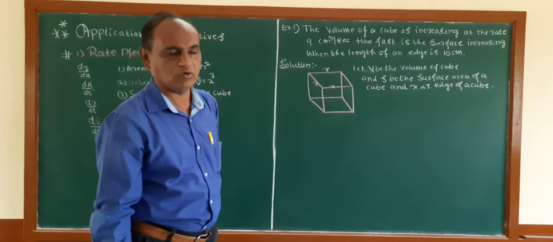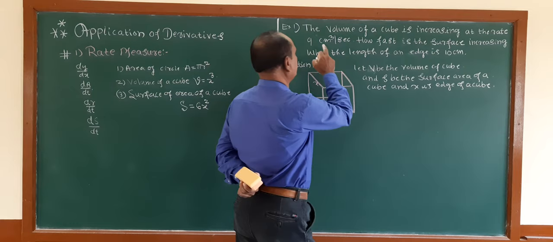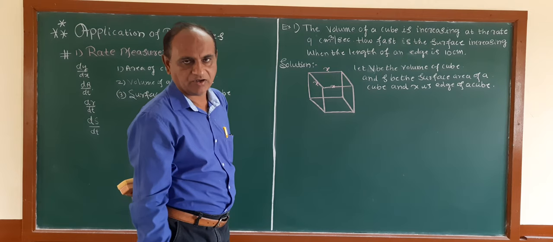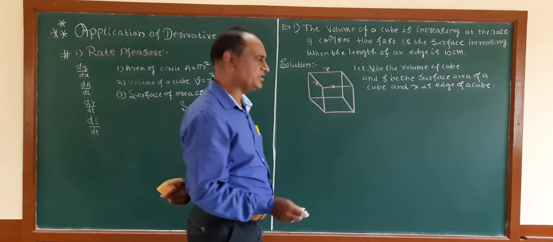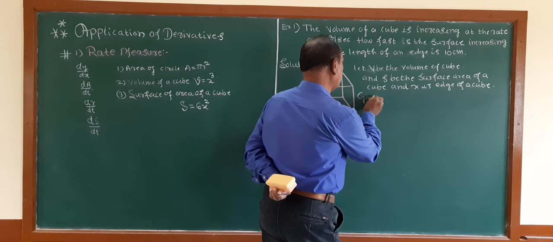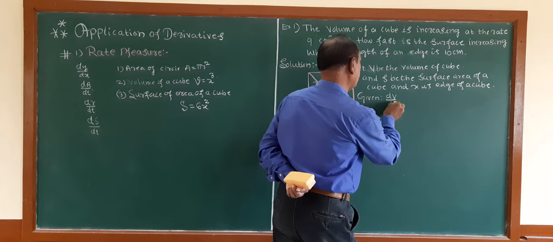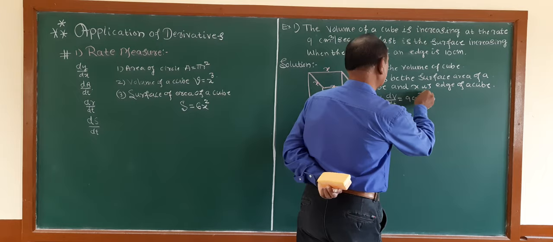Okay, given things: the volume of a cube is increasing at the rate of 9 cm cube per second. It means the volume is increasing, so dV by dt is given. So these are the given things. First important point, that is given things. dV by dt is equal to 9 cm cube per second.